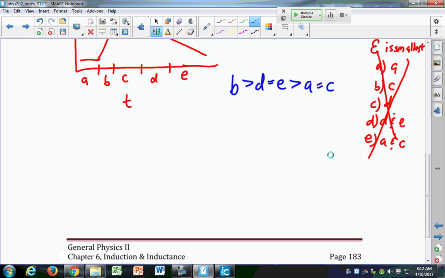Y'all have the next problem on there. Oh, yeah, solenoid. So go on to your next page. While this is thinking, I will talk you through this, and then I'll write it up on the board.